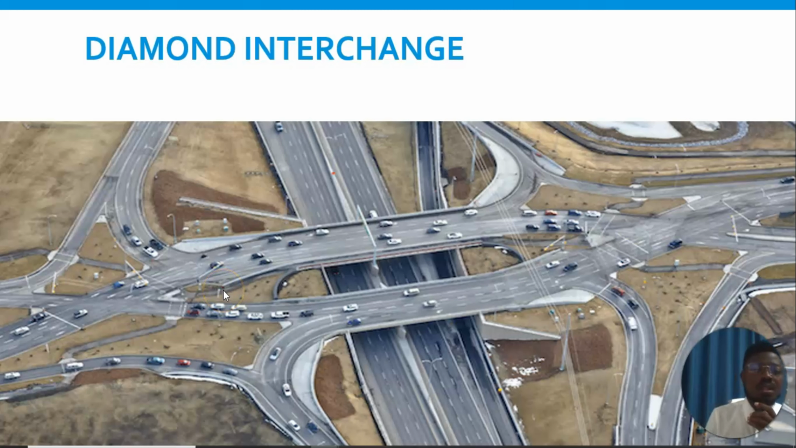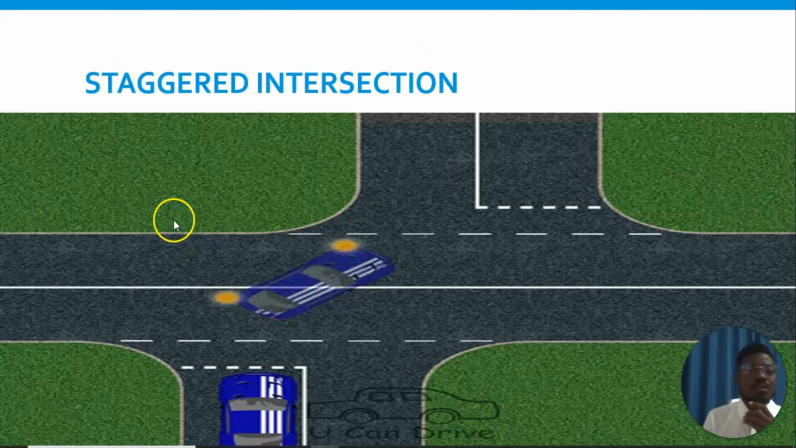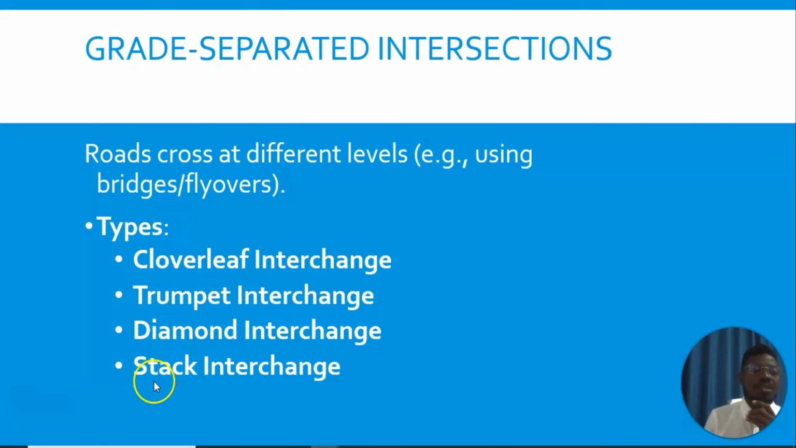Then the last one we have here is the stack interchange. The stack interchange is also a type of grade separation junction between two controlled access highways that allows for free flowing movement to and from all directions of traffic. So this one gives room for movement from all directions of traffic, and that is why when we say the word stack, it is highly stacked.